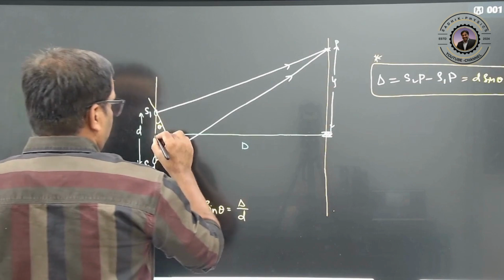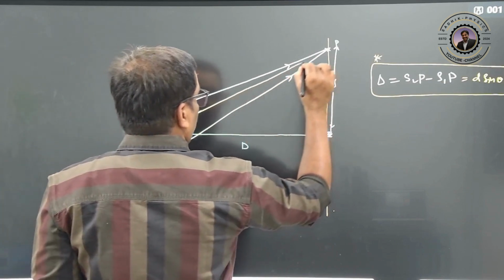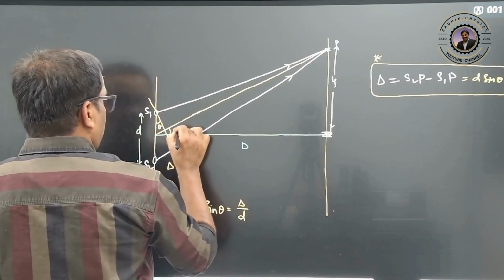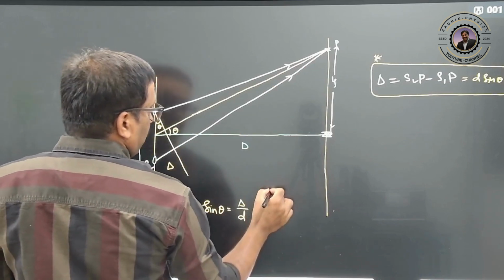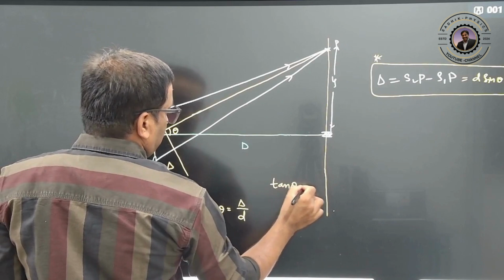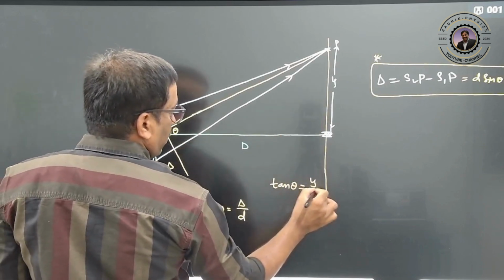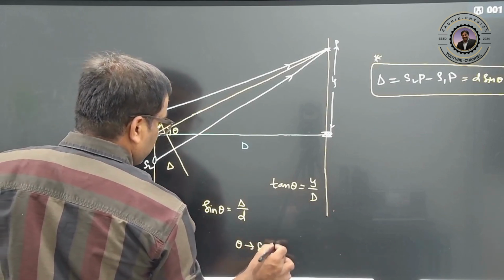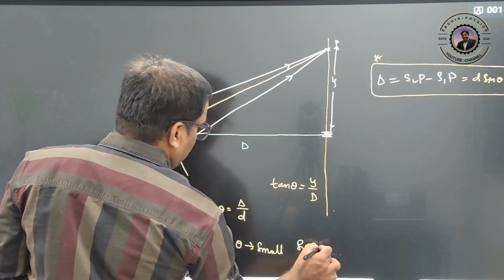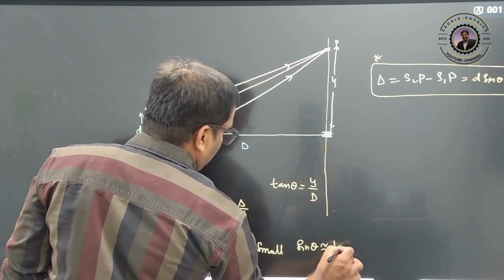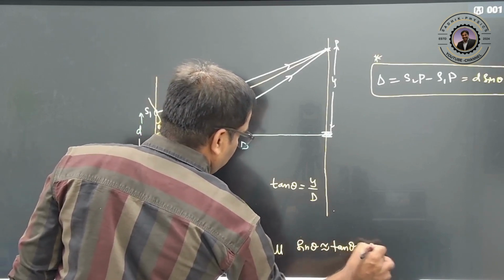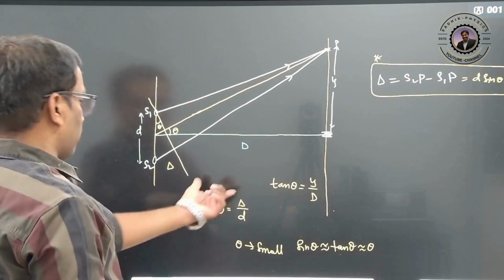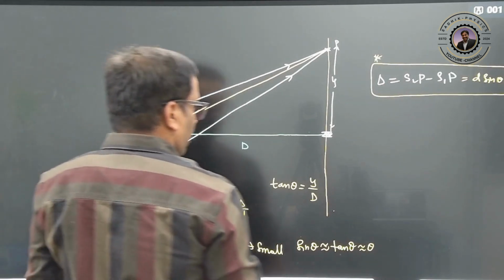So I will take this general point, which also makes angle theta. I can rewrite it as tan theta, and tan theta is nothing but y by D. Since the thetas are small, sin theta is equal to tan theta, which equals theta. Clear? So both are equal.